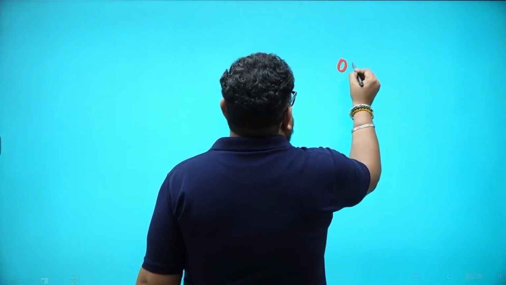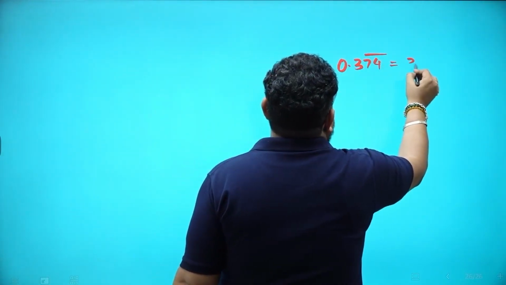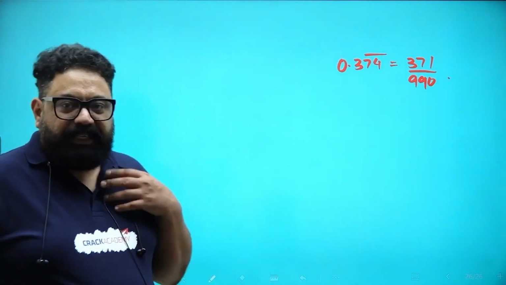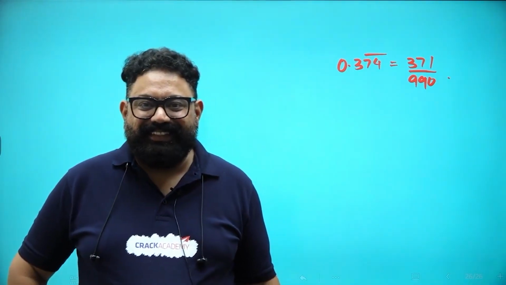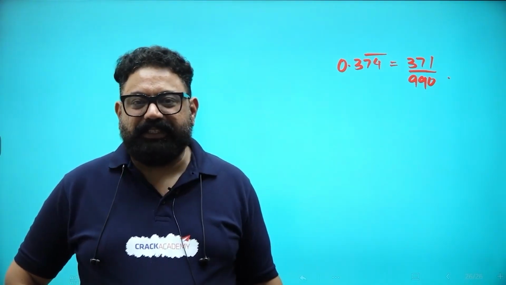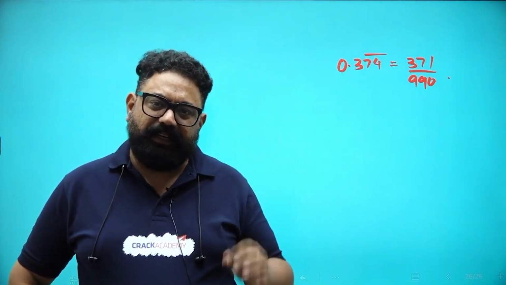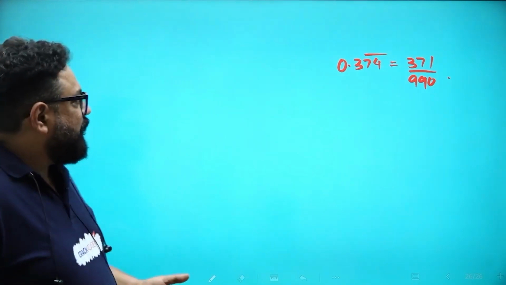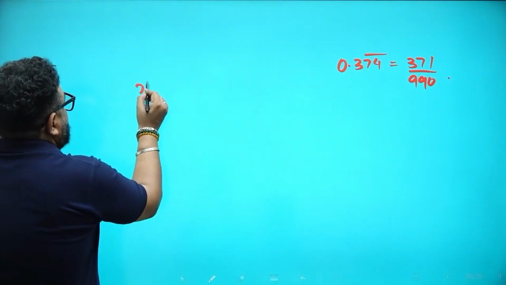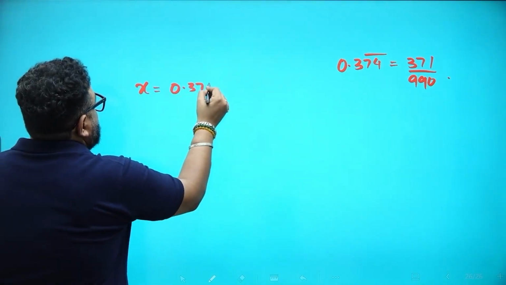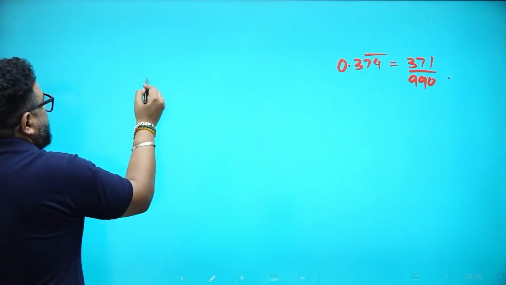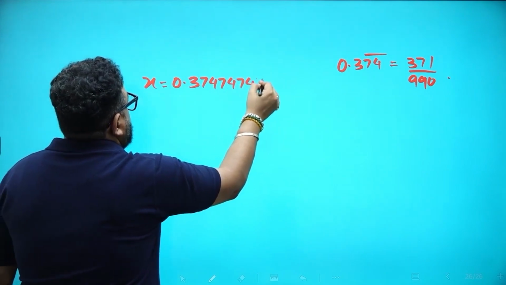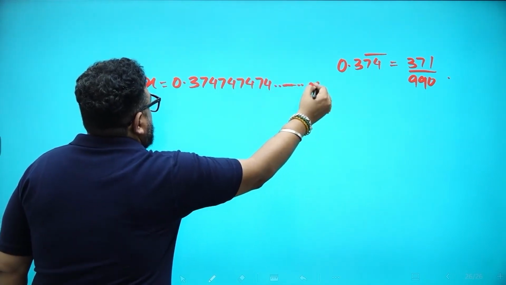Sir, why does 0.374 bar come out to be 371 upon 990? It might be coming to your mind. So look, yes, we have a trick now, but frankly, every trick has a reason, and I do believe that we should always talk about reasons rather than tricks. So the reason behind it, listen, I take x to be 0.374 bar, x is equal to 0.374747474 till infinity.